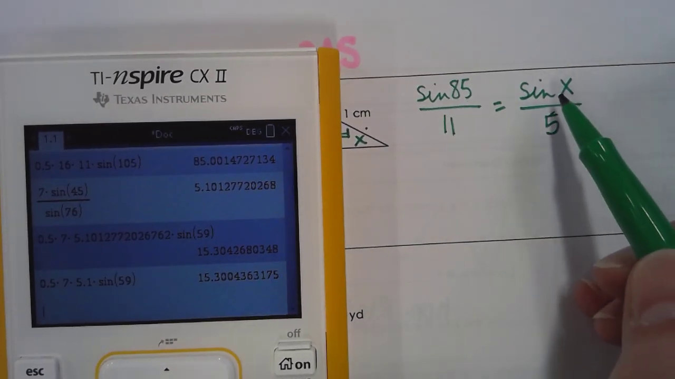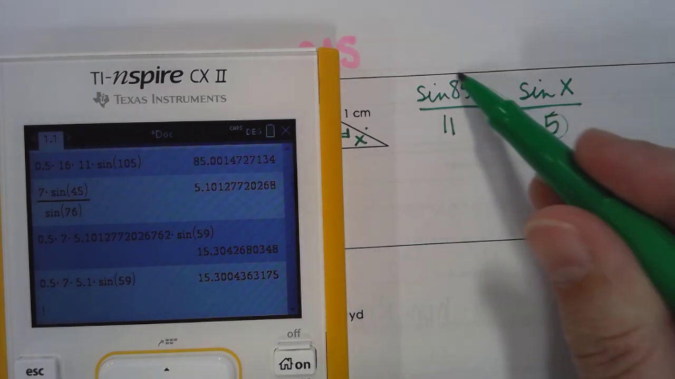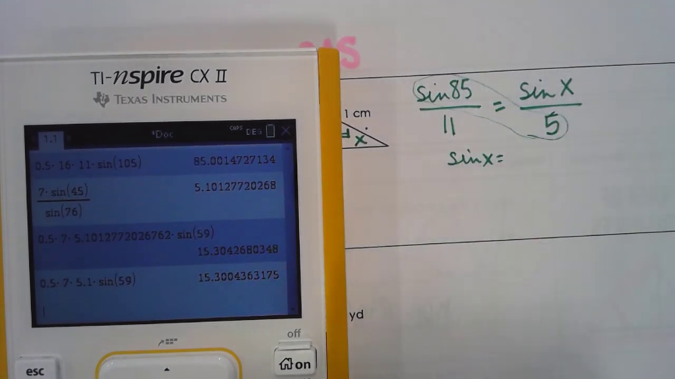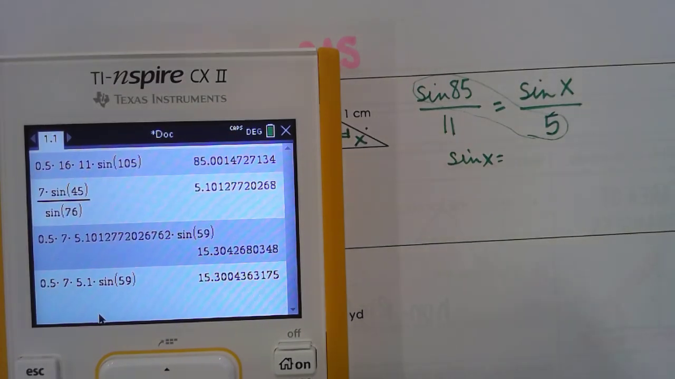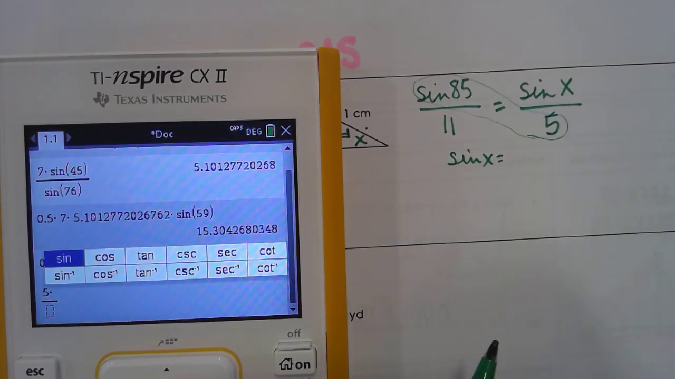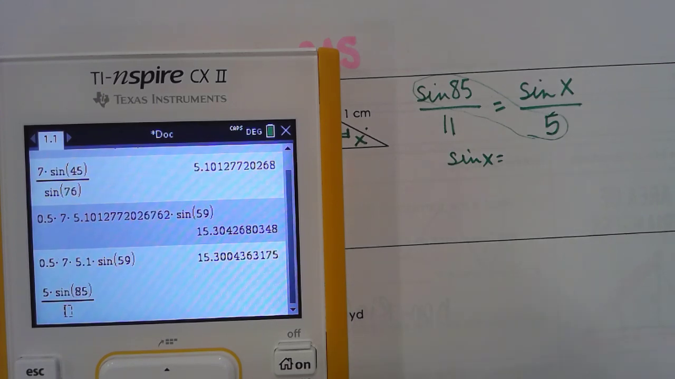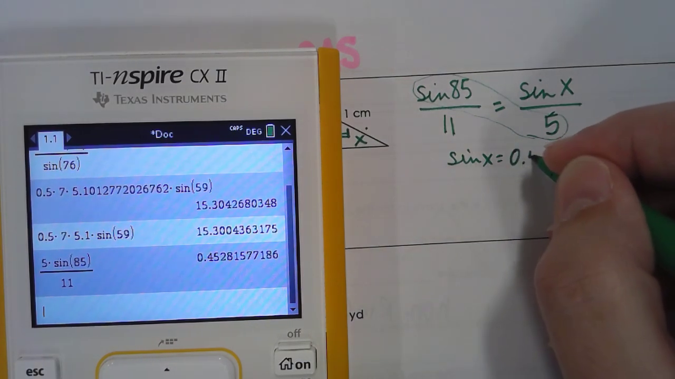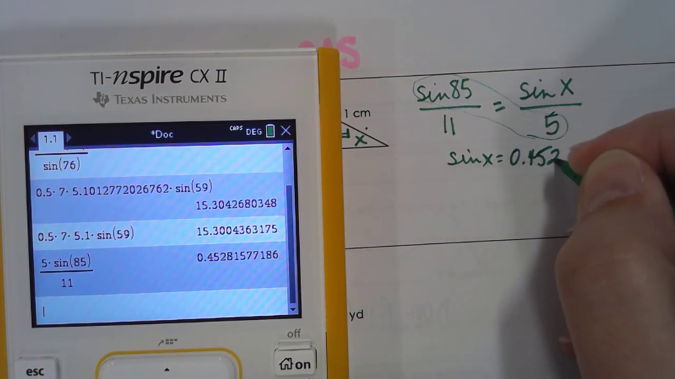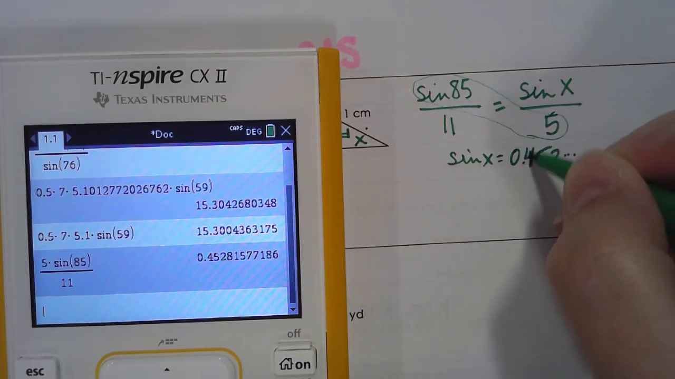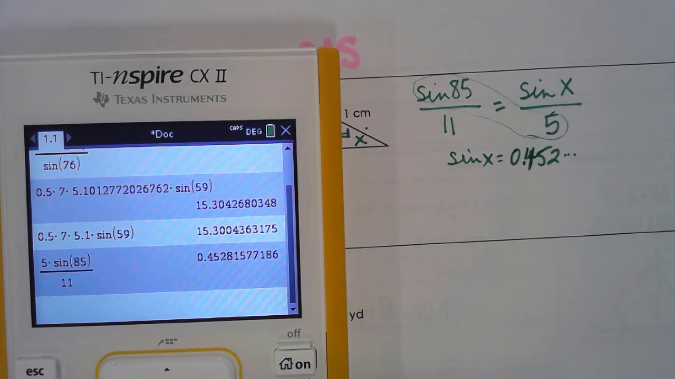So X is what we're trying to find. So we're going to multiply this way. And that's going to give us the sine of X equals something: 5 times sine of 85 divided by 11, which is .452 something something.